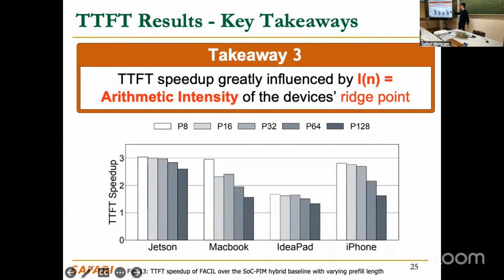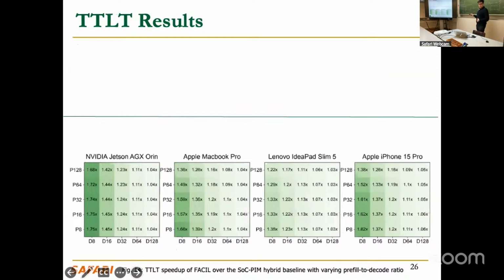They report that the MacBook Pro and iPhone, both of them have low arithmetic intensities. This is why you see this steep curve in the TTFT speedup diminishing compared to Jetson and IdeaPad, which is more lenient, let's say. We should also touch on the time to last token metric, because this is a more comprehensive one in the sense that it covers the latency of both LLM inference phases, both prefill and decode.